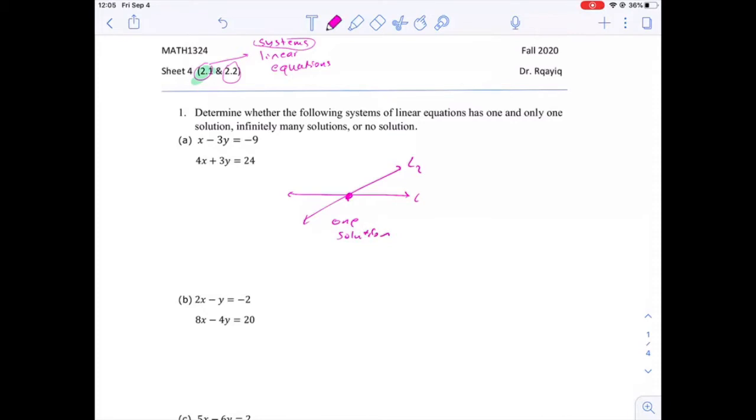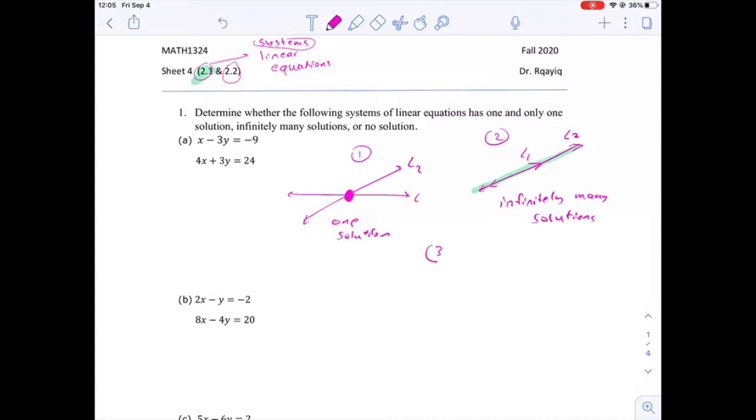or those meet all the time. I mean everywhere. So they coincide. This is L1, this is L2, or vice versa. So they meet everywhere. So we have infinitely many solutions. And as you may remember from college algebra, by solution we mean the point where the two lines meet each other. And here, for the first case, they meet in one point. For the second case, they meet everywhere. So there are infinitely many points or infinitely many solutions.